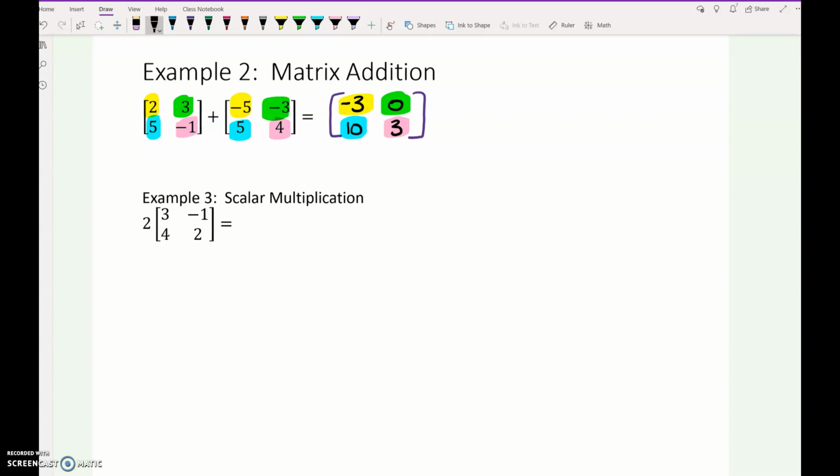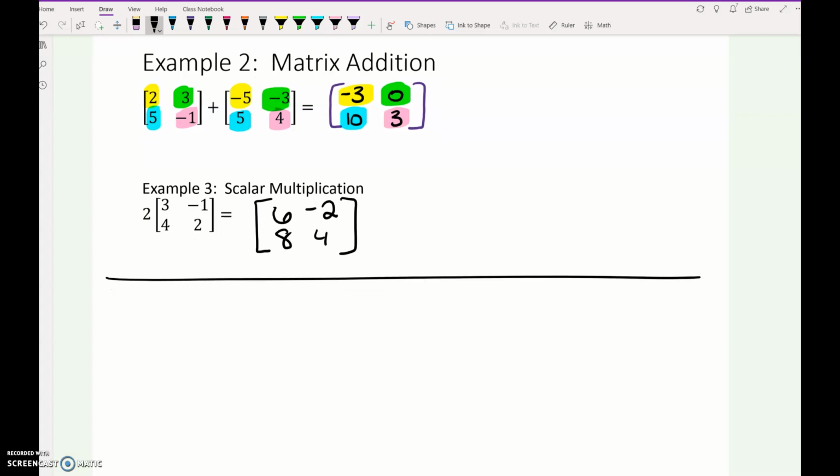Scalar multiplication is also ridiculously simple. What do you think you're going to do with that 2 outside of the matrix? Multiply all of them by 2. So 6, -2, 8, and 4. Crazy simple? Crazy simple. Now, here's how the ACT does this.